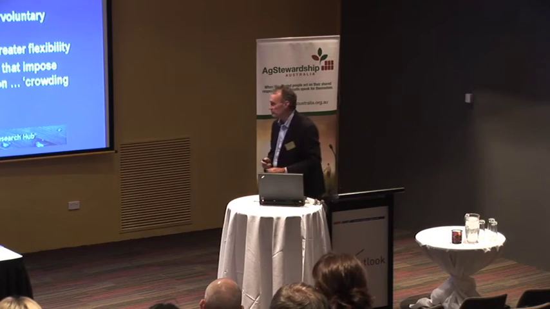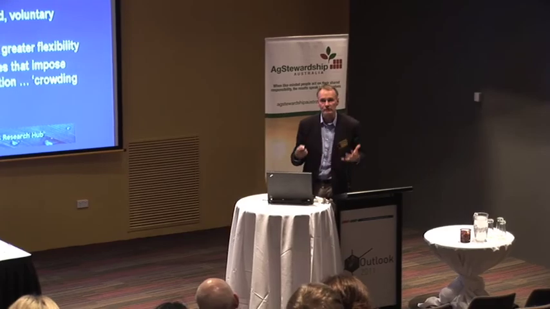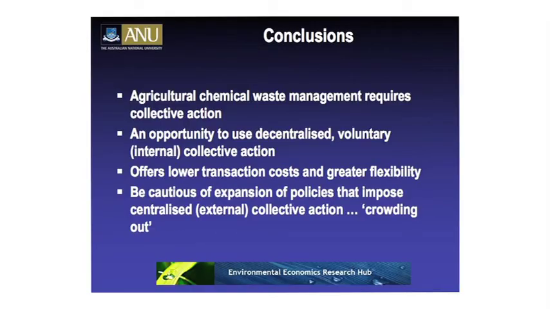So, in conclusion, Mr. Chairman, yes, agricultural chemical waste is one of these things in economics which we say have collective or public good elements that's going to require some form of collective action. It's not going to happen just with a decentralised market process. And what I'm stressing for you this afternoon, I hope, is that there is an opportunity to use these decentralised, voluntary, internal collective action mechanisms to deal with some of the agricultural chemical waste issues. Some of them, not all of them.